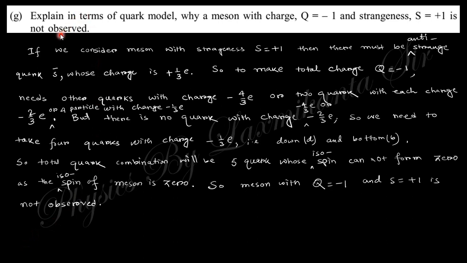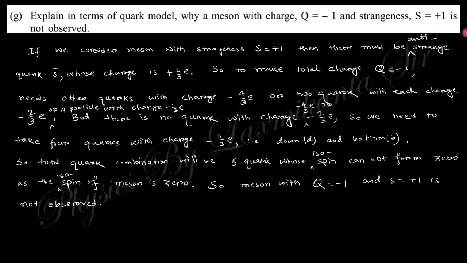Next question. Explain in terms of the quark model why the meson with charge q equal to -1 and strangeness s equal to +1 is not observed. Okay, understand. You need to know about the quarks with their values of strangeness number and charge number. You know the strangeness number is -1 for a strange particle.